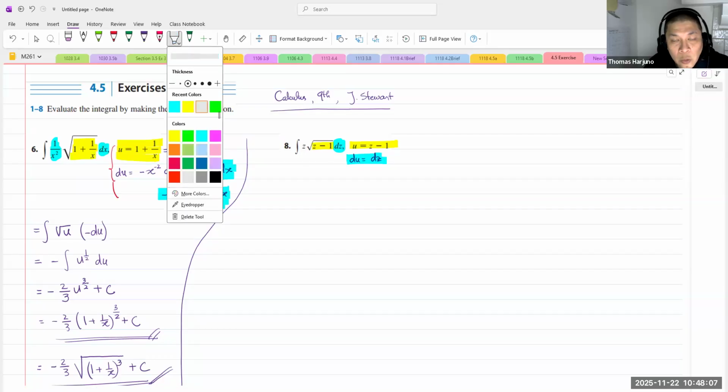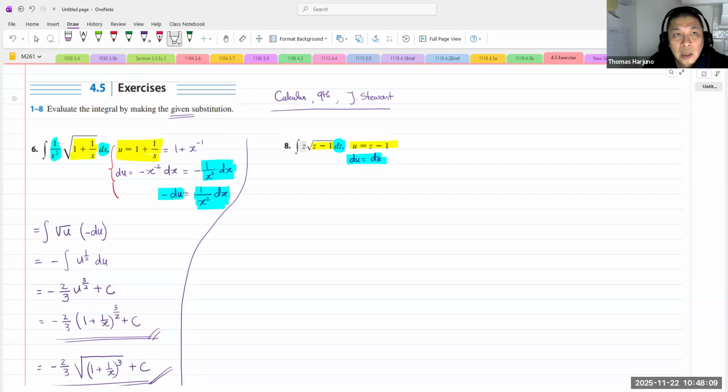However, notice that if our dz equals du, what happened to that z? Let me color that another way with purple. Okay, if u equals z minus 1, then z will be replaced by u plus 1. Okay, that's our substitution. Therefore, this integration becomes the integral of u plus 1, u to the 1/2 du.